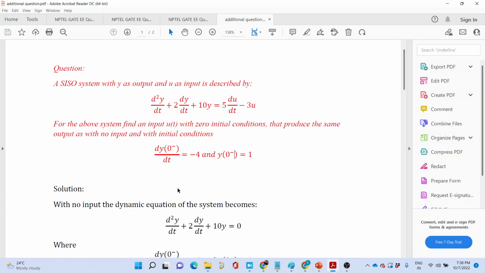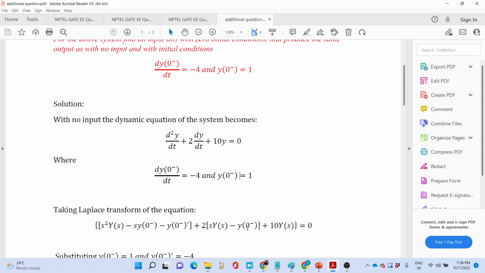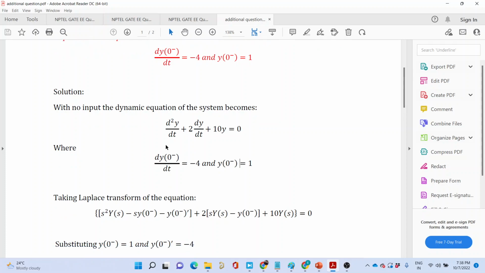So the first thing is, when I am saying the input is zero, that is u is equal to zero, I am equating the entire thing to zero. Now initial conditions have been given to me: y dash and y of 0 has been given as equal to 1. Now let us take the Laplace transform of this equation.